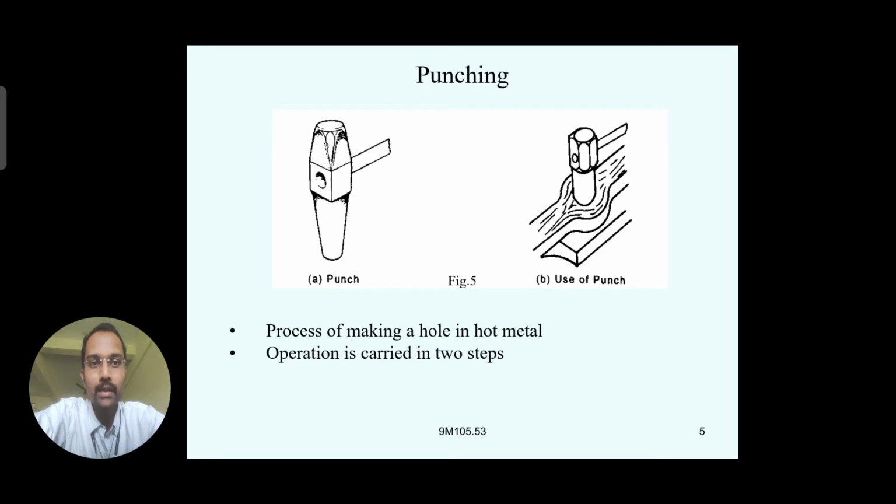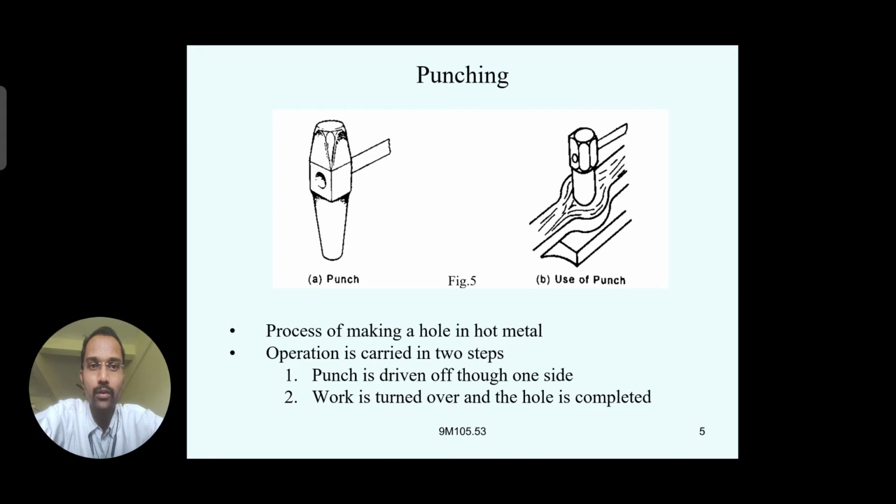It should be carried out in 2 steps. It means a workpiece is placed on the die or whatever it may be. By using the punch on one side, if you keep striking every time, it becomes harder to make a hole in that particular workpiece. What we have to do is, after going up to half of it, flip the workpiece to the other side, and then again make the punch on that other side. What happens, the hole can be formed very easily. So these are the two steps which have to be carried out.